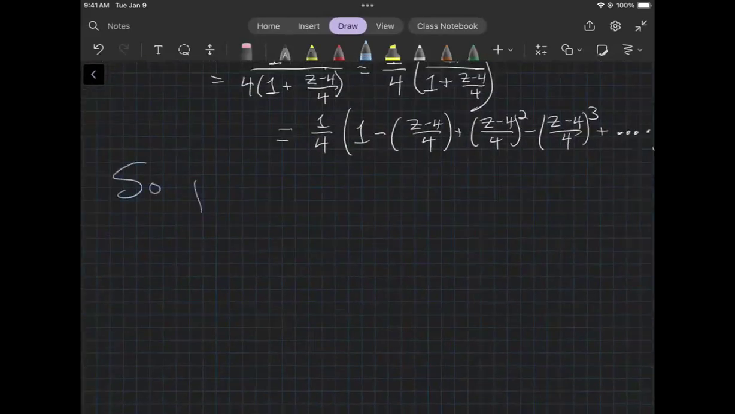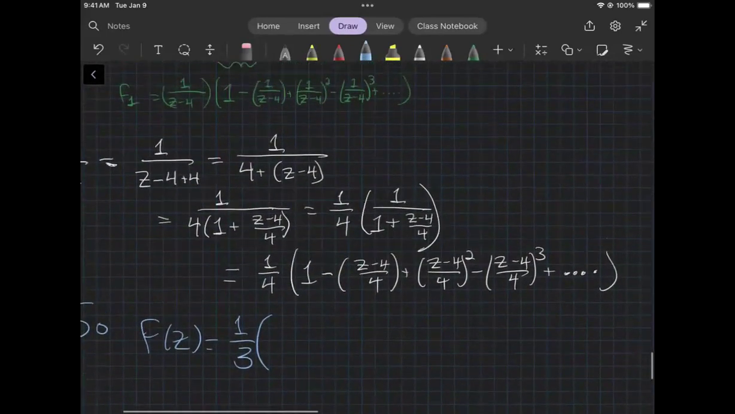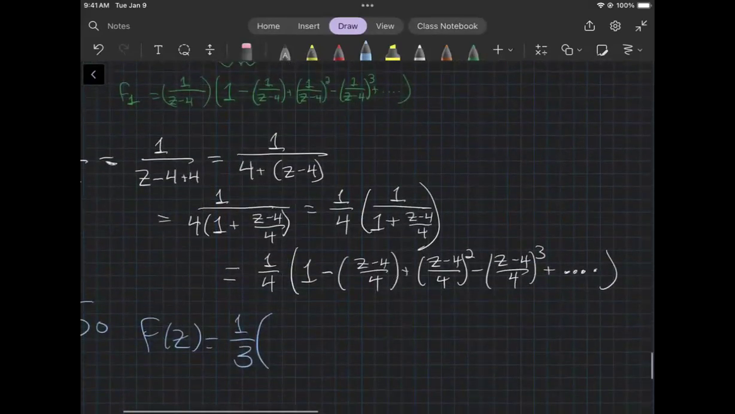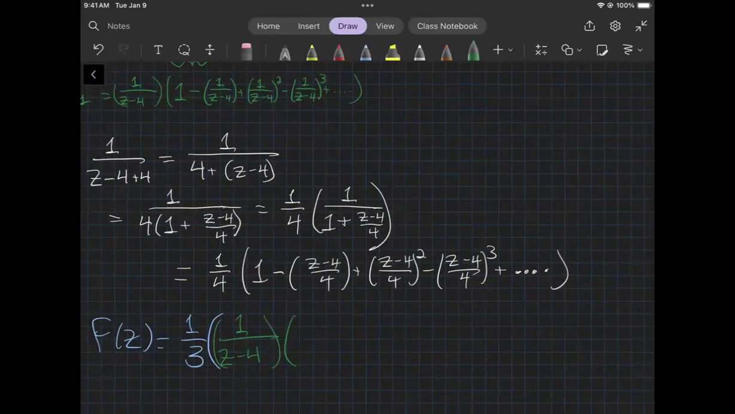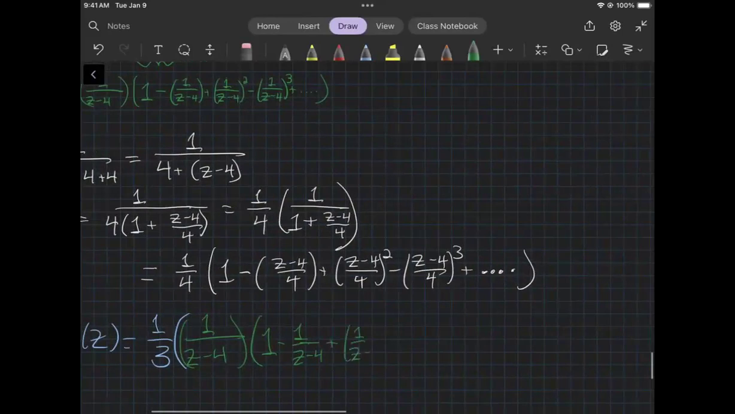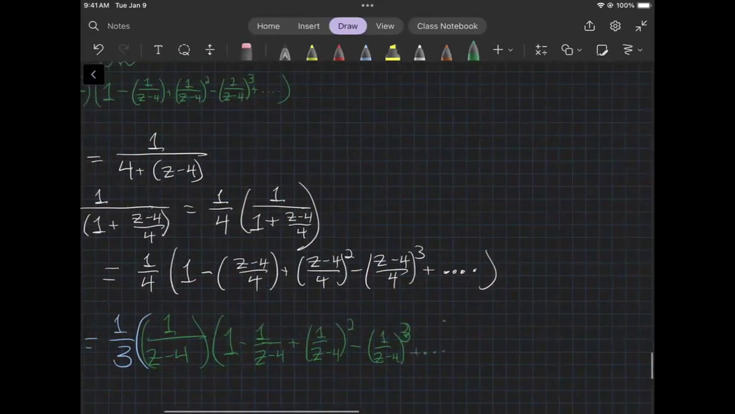So altogether, f of z is equal to 1/3 times, so I'm going to write out, 1 over z minus 4 times 1 minus 1 over (z minus 4) plus 1 over (z minus 4) squared minus 1 over (z minus 4) cubed, plus yada yada.